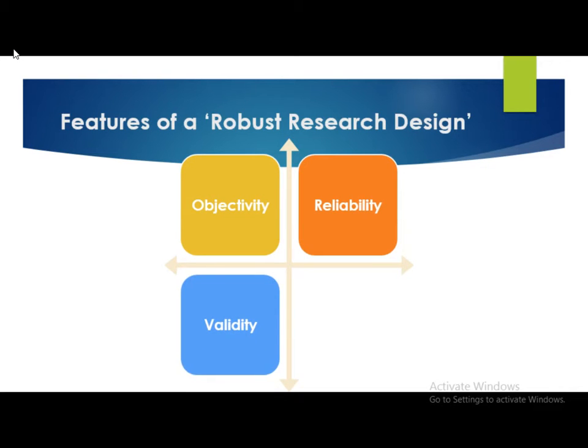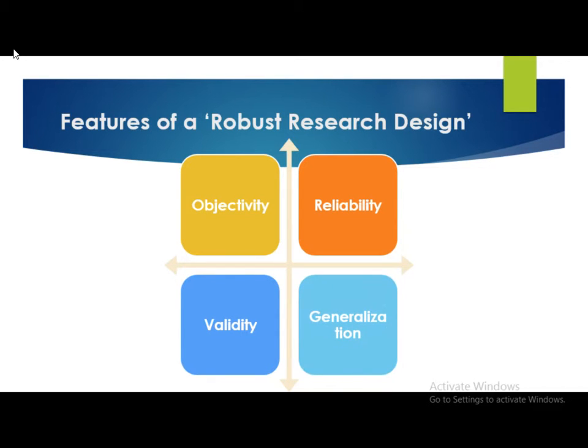Moving on towards the third feature, that is validity. Any measuring device can be said to be valid if it measures what it is expected to measure and nothing else. To make a research valid, the questionnaire framed before research must be framed accordingly.